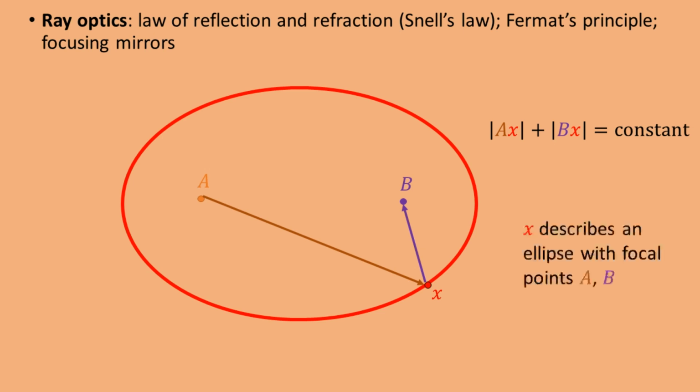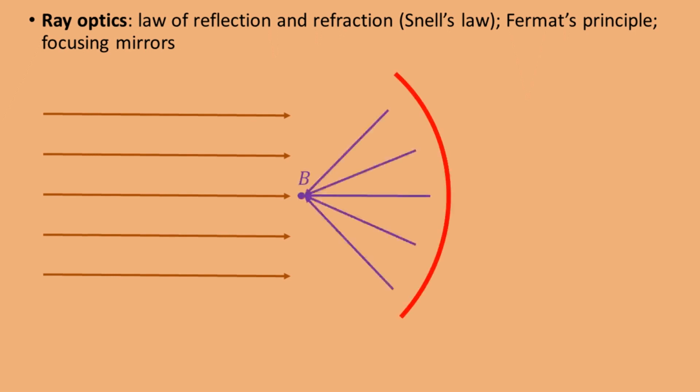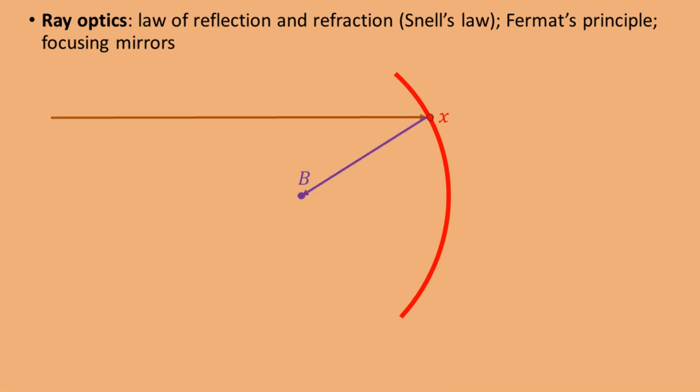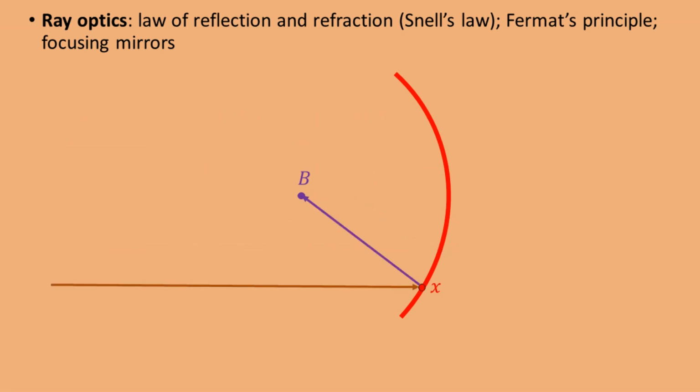This equation describes an ellipse with focal points A and B, so in order to focus light from point A in point B or vice versa, we require an elliptical mirror. Now let's say we have an incoming bundle of parallel rays which we want to focus with the mirror into a single point B. What this means is that for each point X on the mirror, all rays that go via point X to point B should have the same phase so that they interfere constructively.